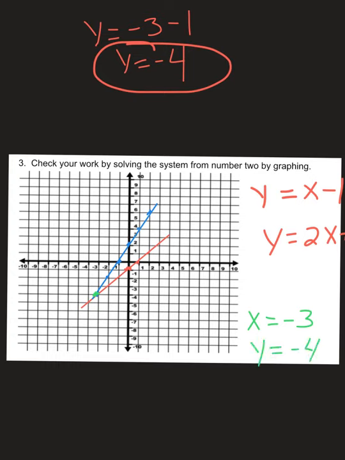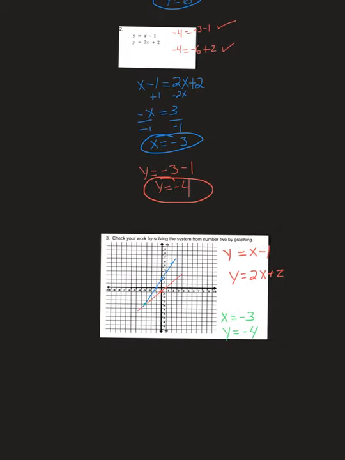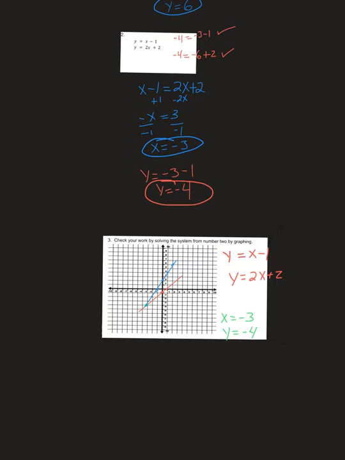And guess what's going to happen? We're going to see that we get the same answers, whether we do it by graphing or substitution. We are going to get x equals negative 3 and y equals negative 4. Okay? So the purpose of this is that you all are able to see another method on how we can solve systems of equations. Now we know 2 methods as to how we can solve systems of equations.